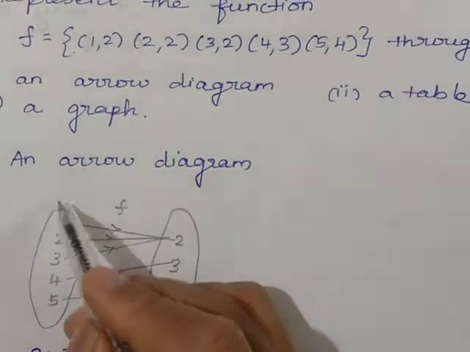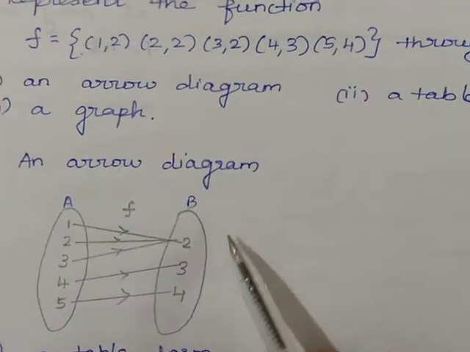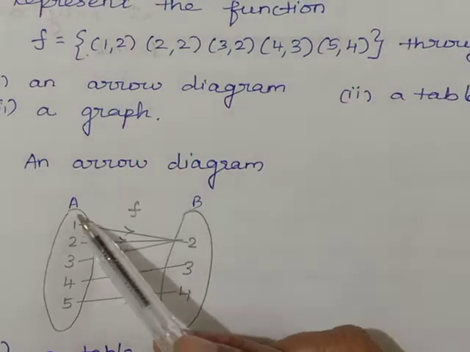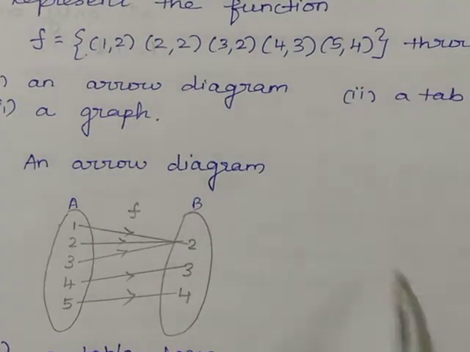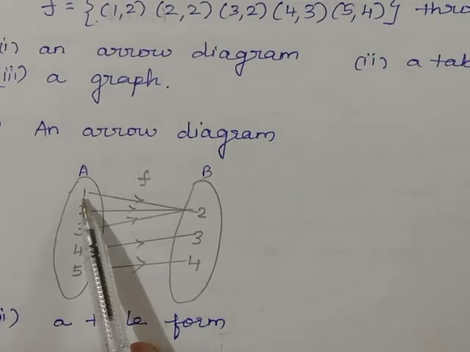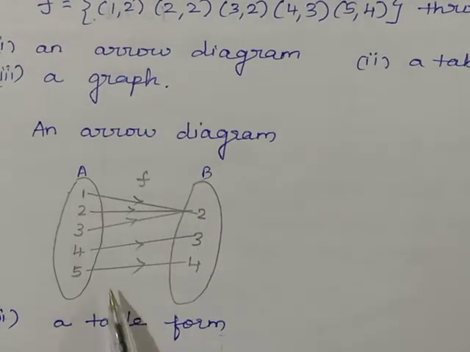We can give the names A and B. The first number denotes the values of A, and the second number denotes the values of B. We call this the domain, and these numbers the codomain. The image of 1 is 2. The pre-image of 2 is 1.